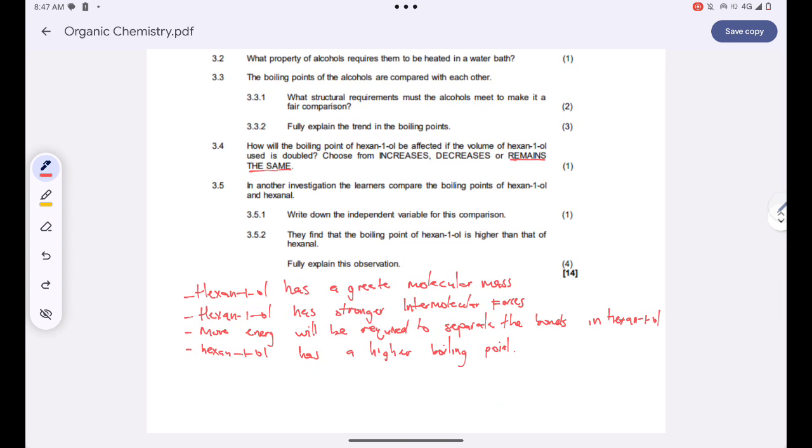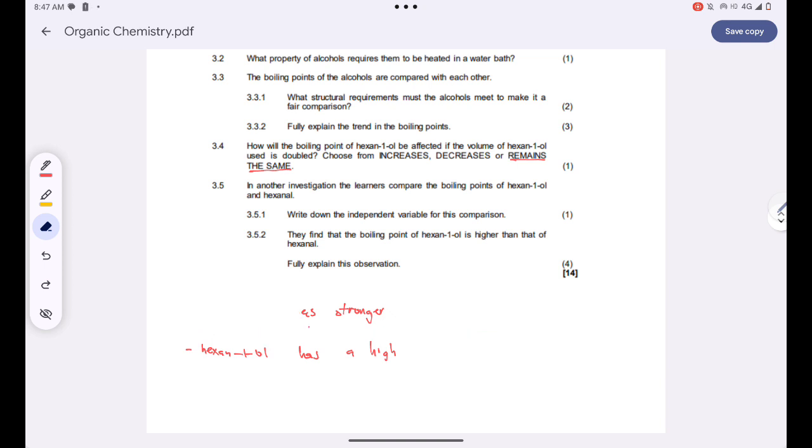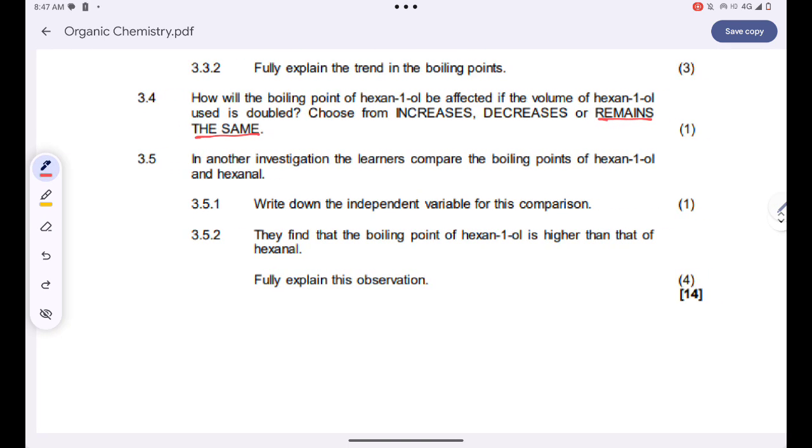Okay, and 3.5, we are told that in another investigation, the learners compare the boiling points of hexane 1-ol and hexanal. Hexane 1-ol is an alcohol, we know that, and hexanal is an aldehyde. This one is an alcohol. However, this one over here is an aldehyde. We are comparing two compounds that come from two different homologous series, and their functional group also differs. Alcohol has a hydroxyl group, and then hexanal has a formyl group.